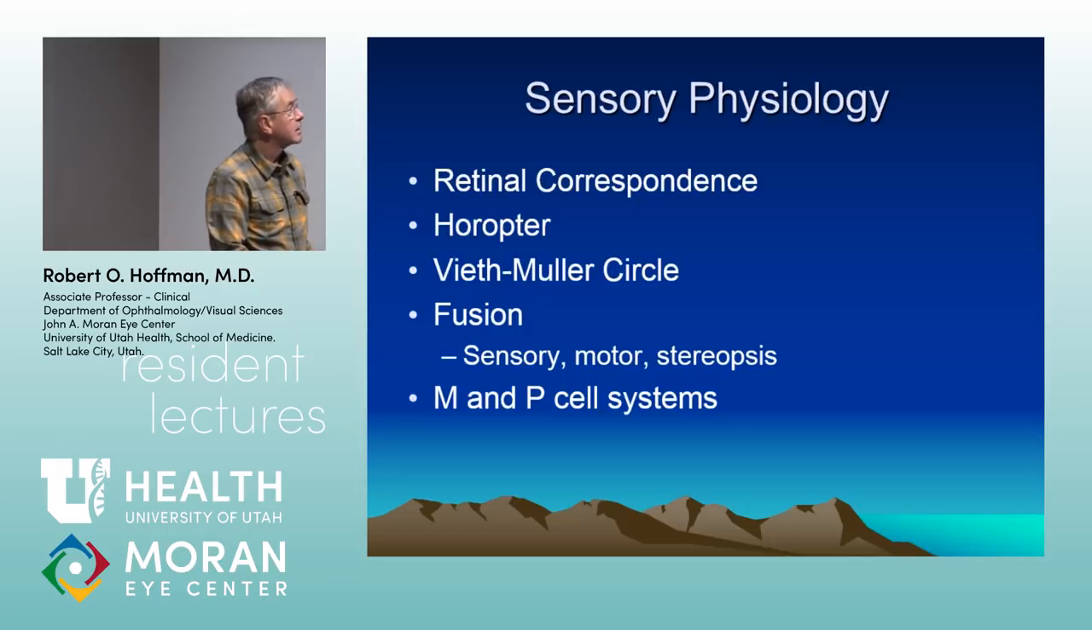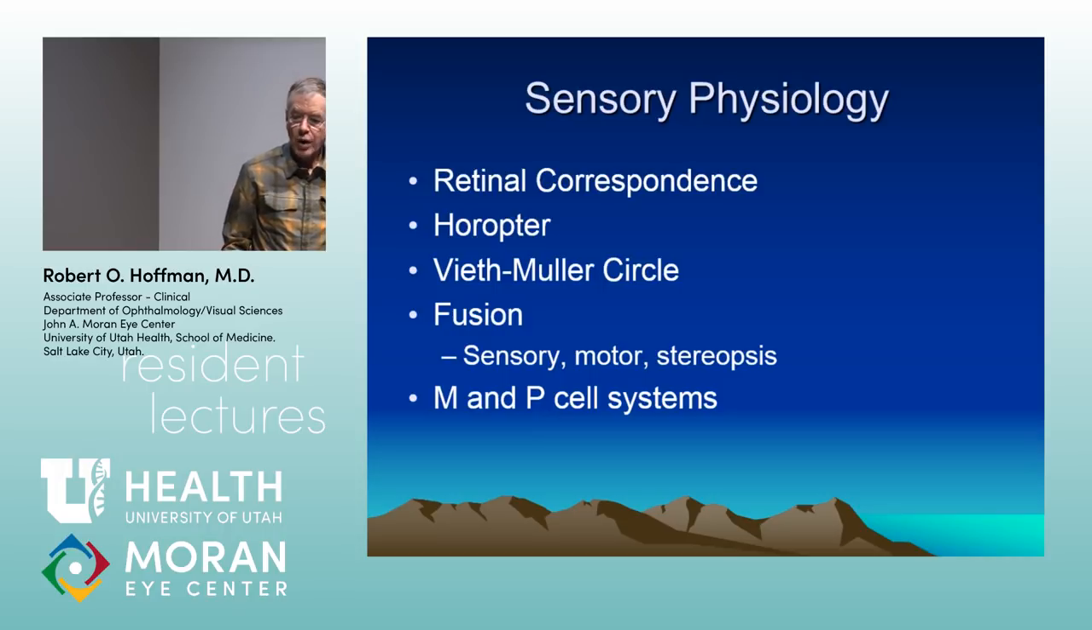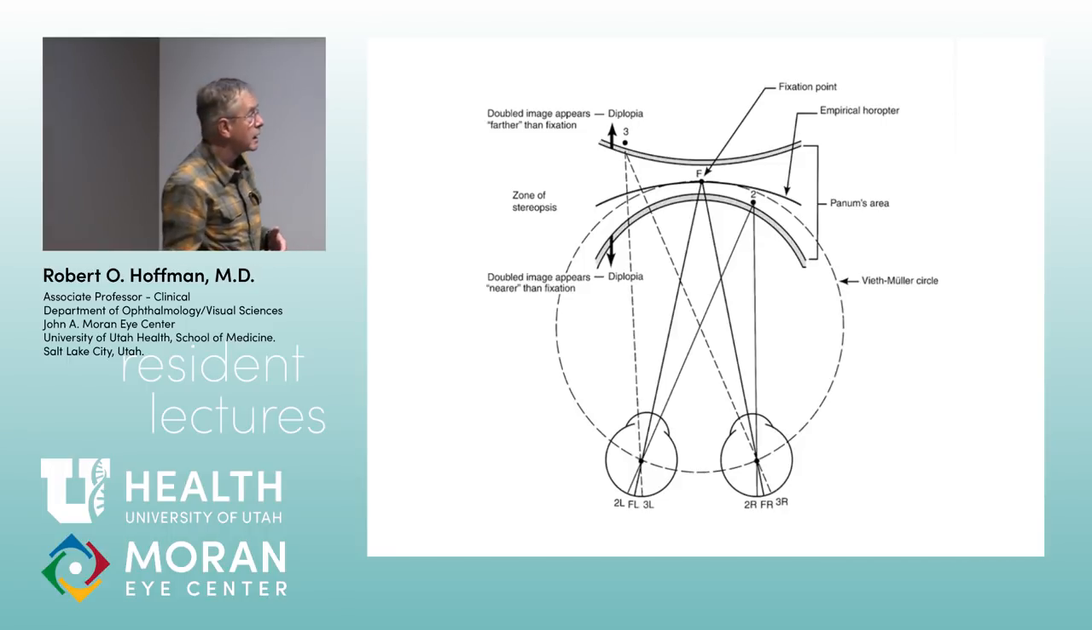Now, sensory physiology. We're going to kind of cruise through this, but questions do show up about retinal correspondence, the horopter, which is of probably no other practical significance, and this Vieth-Müller circle, certainly of no other practical significance. Fusion is worth considering, and it does play a role, particularly in sorting out how long one has had strabismus and in deciding what to do with adults with strabismus to not give them terminal diplopia.